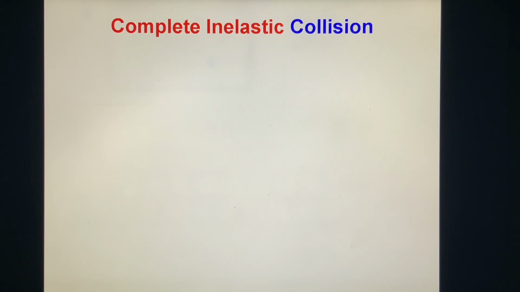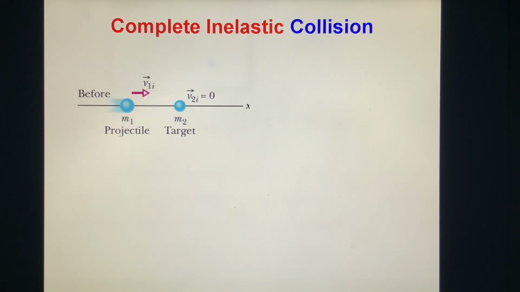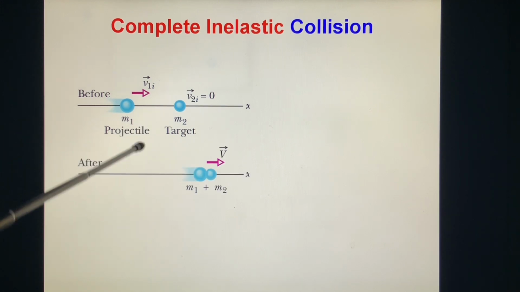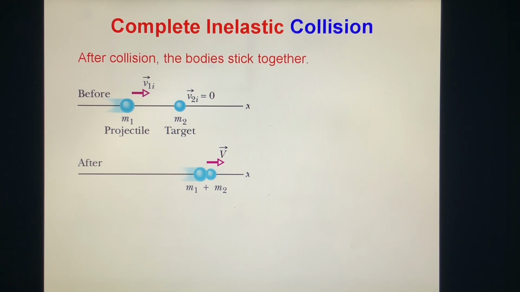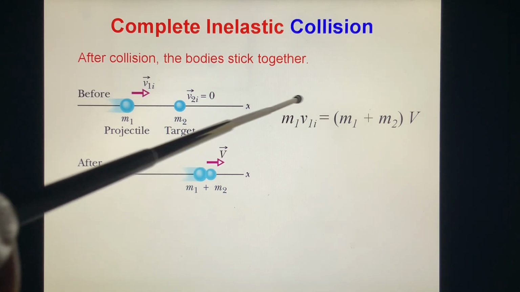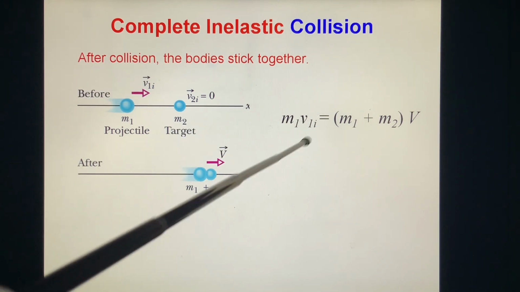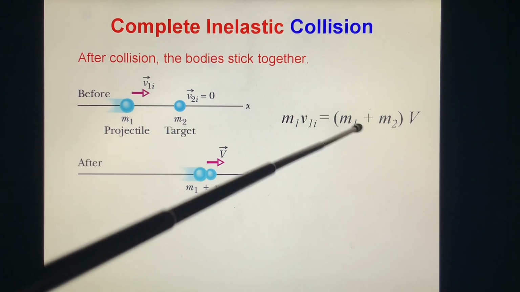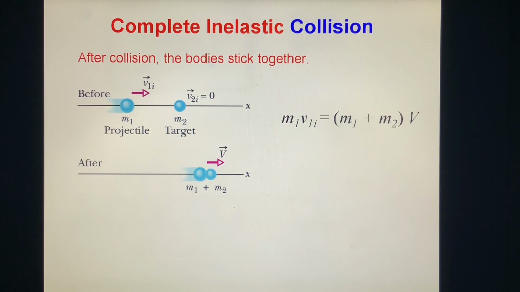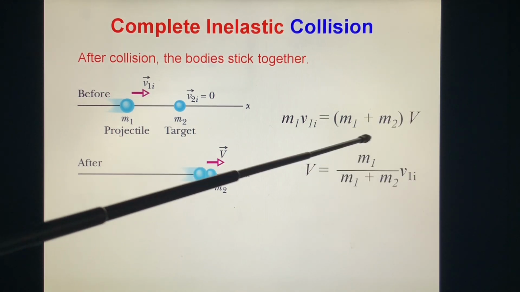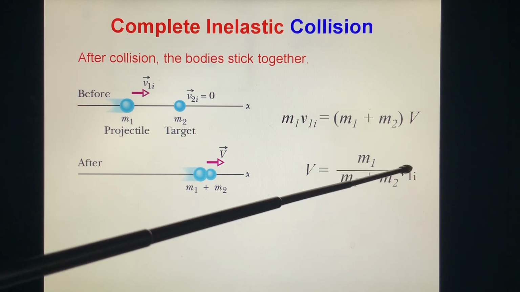Completely inelastic collision. What does it mean? It means these two collide and become one. After colliding, the bodies stick together. So they move together. We assume V2 initial is 0. Then the linear momentum is conserved: M1 V1 initial, the linear momentum before collision, is equal to M1 plus M2 times V, as they move together. So V equals M1 over M1 plus M2 times V1 initial.